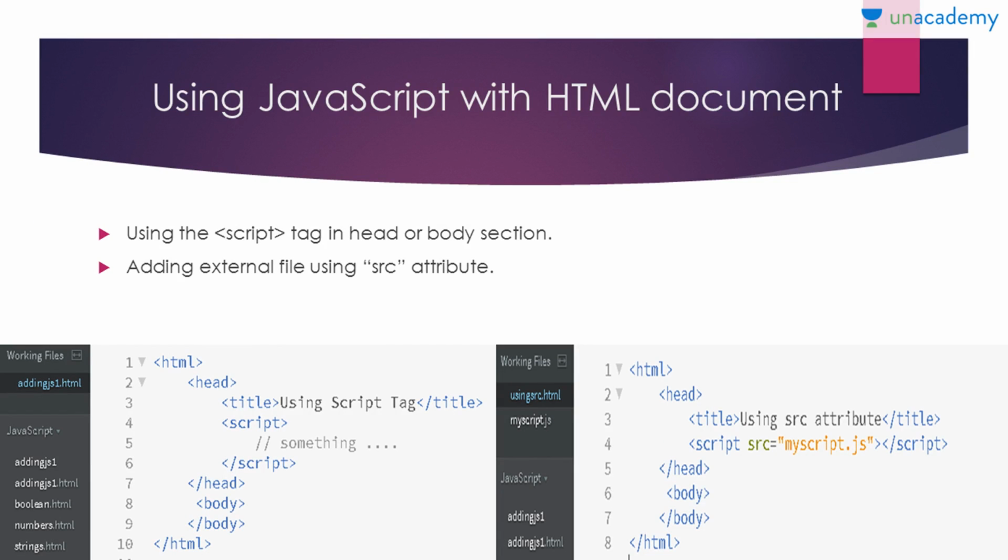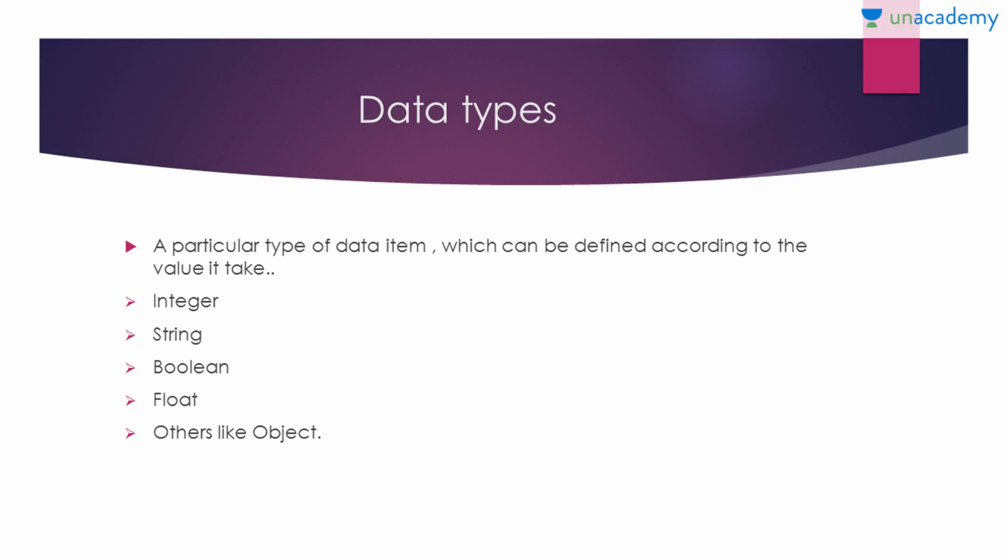Now if you want to write a large number of lines of code, you can simply use the external type of adding a script file. And if you are just writing 10-15 lines of code, you can simply use the script opening and a script closing tag in your head section like this, right? So these are the two methods. You can use any of them, right? So in this way we can add JavaScript to our HTML document, right?